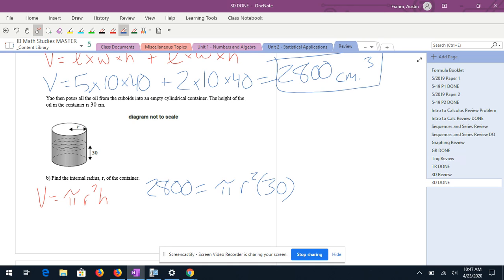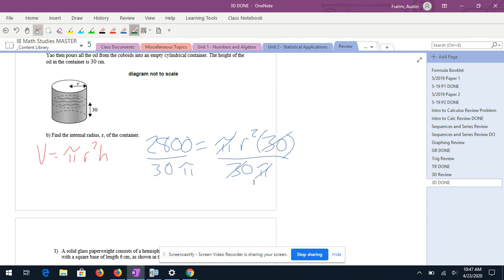Now, this turns into an algebraic problem. We just got to get r by itself. So I'm going to get everything that is not r to the other side. So I'm going to divide both sides by 30 pi. That will cancel out the 30 and the pi on the right-hand side, and we're left with just r squared.